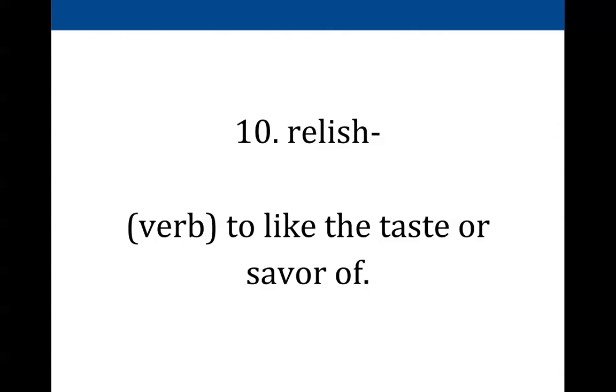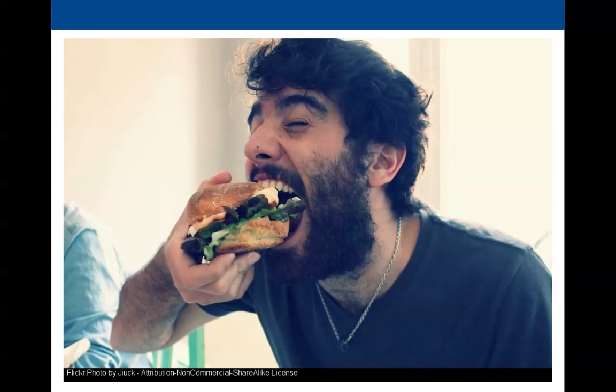10 is to relish. And when you relish, you are tasting, you are savoring every bite of the food in your mouth or every second of a particular moment. So if you're graduating from high school, you might relish every single moment of that graduation day because it's so special. And someone who loves a hamburger just takes that big bite and relishes every single flavor that enters his mouth.